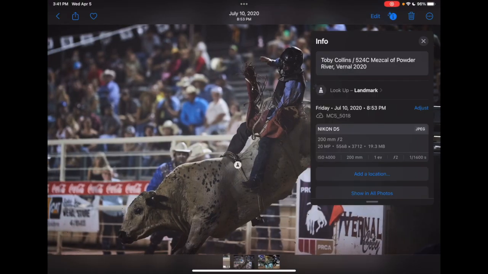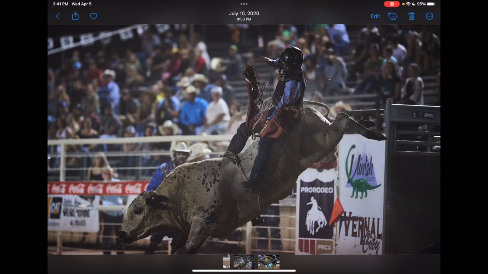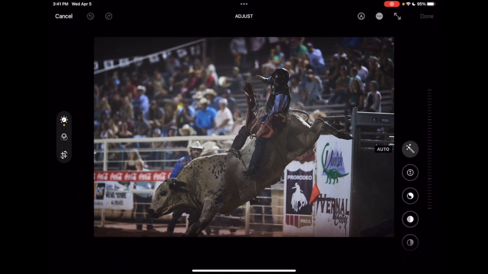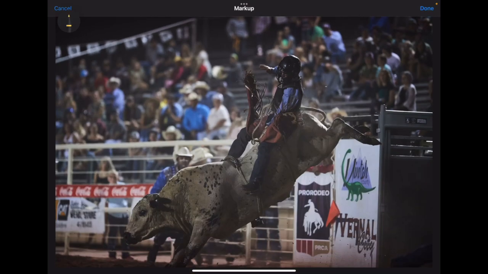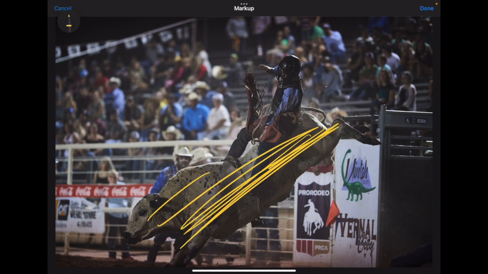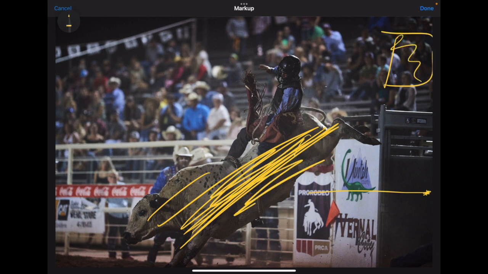So this is ISO 4000, f2, and 1/1600th of a second. This is well within what my camera can do as far as not being too noisy or grainy. The problem here is, just like I was talking about, this whole side of this bull right here is in the shadow because the light that is off the camera high over here is getting hit by the announcer stand that's over here, and it's creating this shadow.